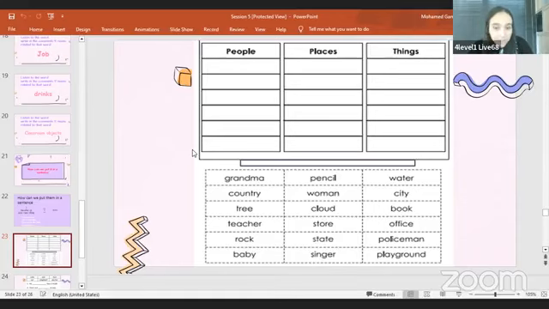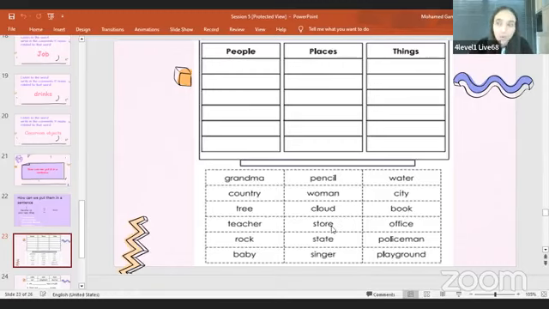Baby, a baby is a boy or a girl. So a baby is a person. So is it related to people, places, or things? It is related to people. A pencil. A pencil is a thing. A woman is a person, so it's related to people. A cloud is also a thing. Where do we find clouds? We can see clouds in the sky.